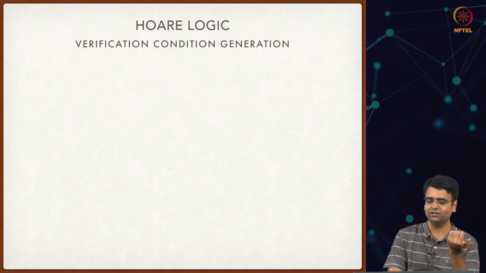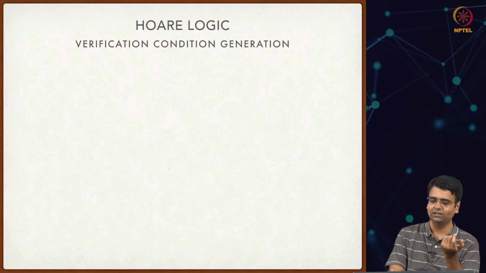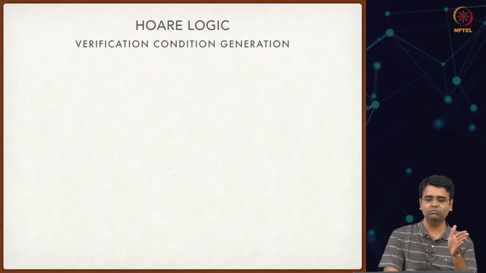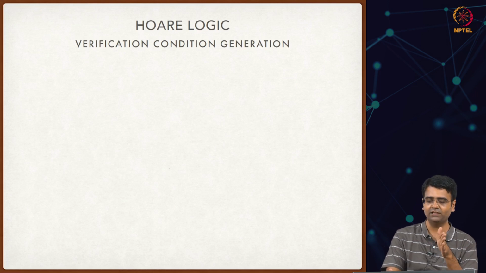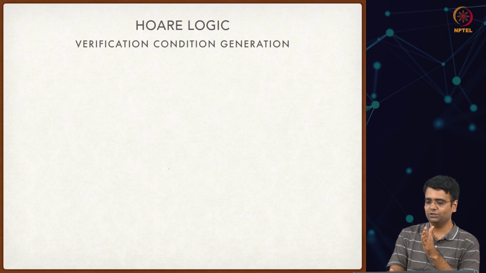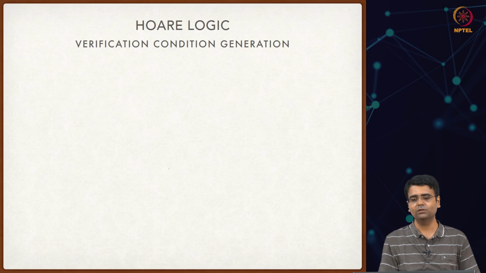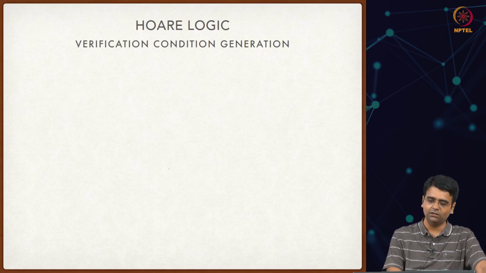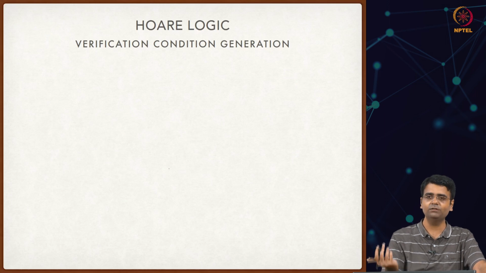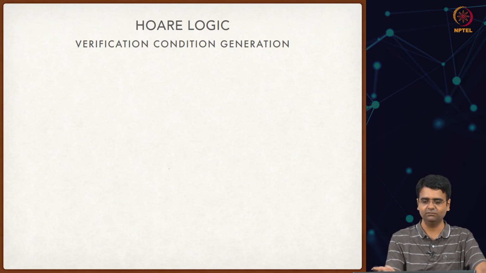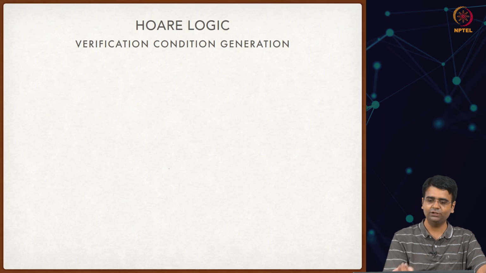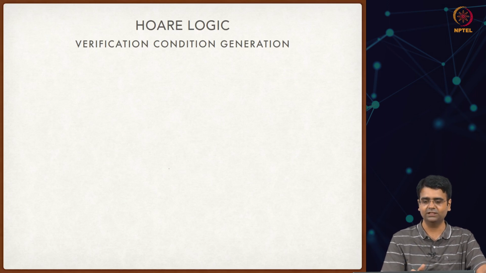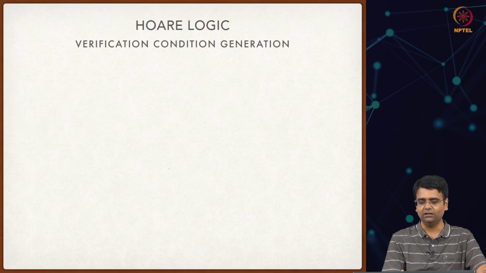So we are going to generate what's called the verification condition, and the goal is that at the end of the day, we want to reduce the verification problem to the validity problem in FOL. So using this verification condition generation, we will generate one big FOL formula which we can just pass to an SMT solver. And if the solver says the formula is valid, then the Hoare triple is valid. This formula we will generate using the inference rules for Hoare logic. So let's see how to do that systematically.